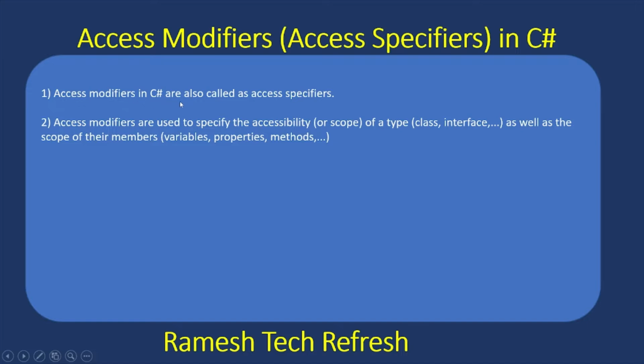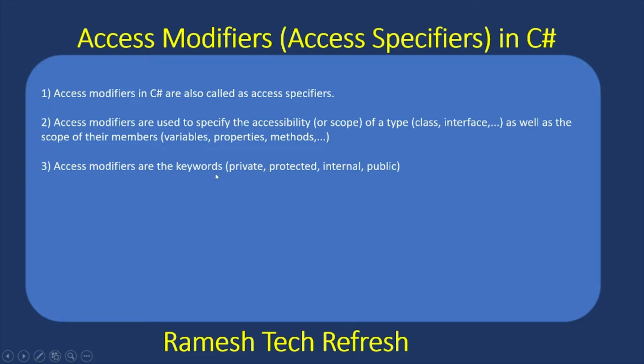Access modifiers in C Sharp are also called access specifiers. What is the purpose of access specifiers? Access specifiers are used to specify the accessibility of a type as well as their members. Here the type can be a class or interface, and members can be variables, properties, methods, and so on.